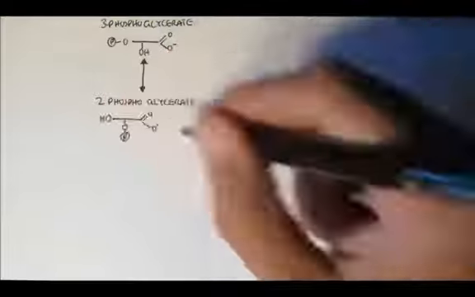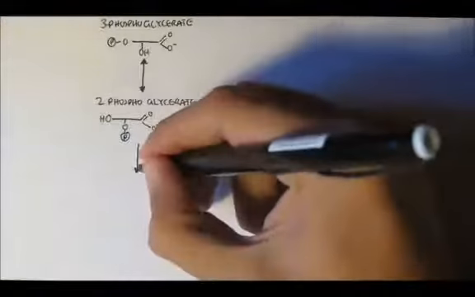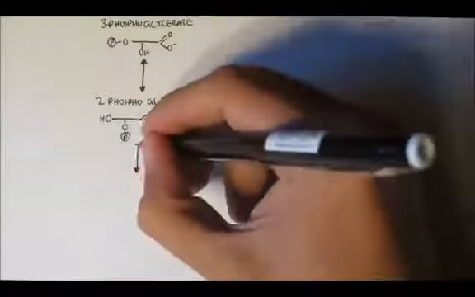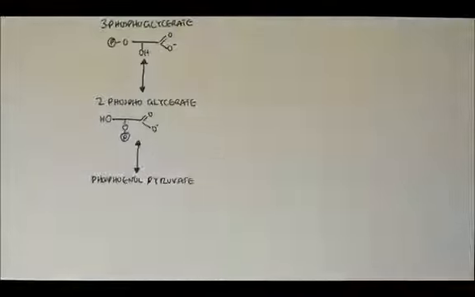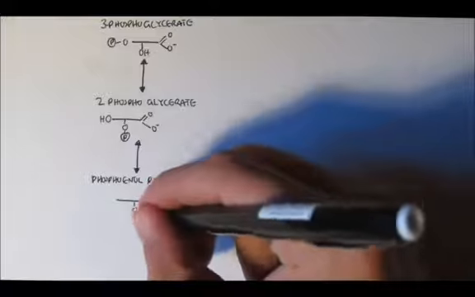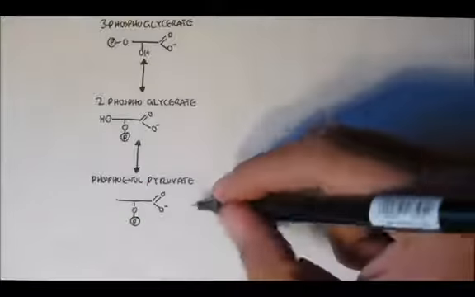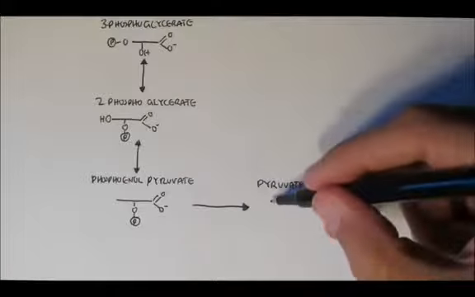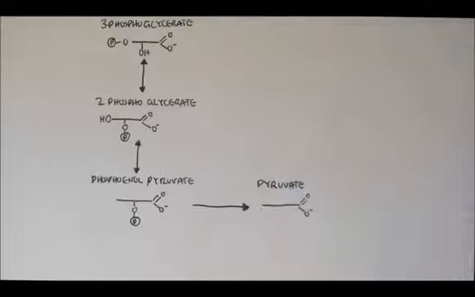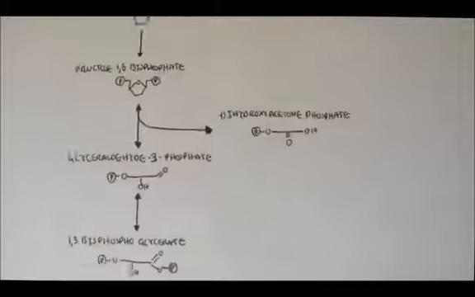So 2-phosphoglycerate will then dehydrate, removal of water, to form phosphoenol pyruvate. And this is what phosphoenol pyruvate looks like. And then finally, phosphoenol pyruvate will dephosphorylate to become pyruvate. Dephosphorylation, the removal of the phosphate from off the 2nd carbon. Now pyruvate is the final product of glycolysis. So now let's go back and look at the enzymes and stuff.